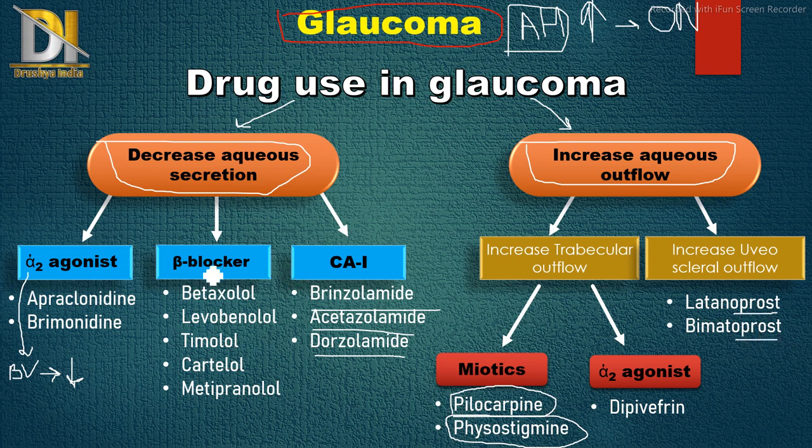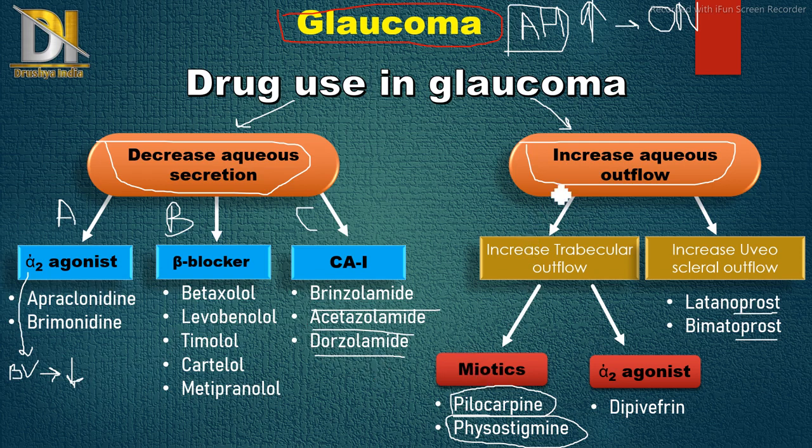Now how to remember these drugs? First, that is decrease aqueous secretion. Just remember A, then B, and C. A for alpha 2 agonist, B for beta blockers, and C for carbonic anhydrase inhibitor. Alpha 2 agonists decrease secretion by constriction of blood vessels. Beta blockers work in the same manner.